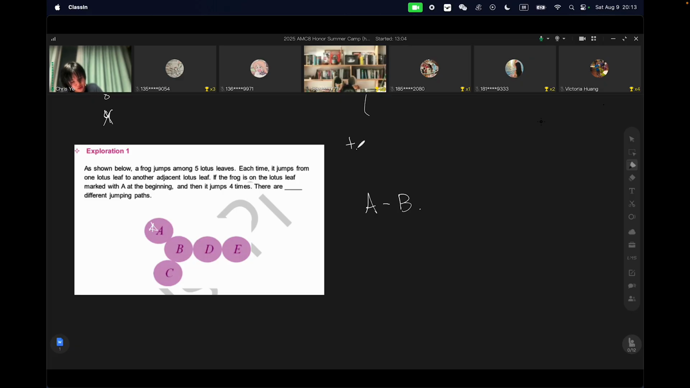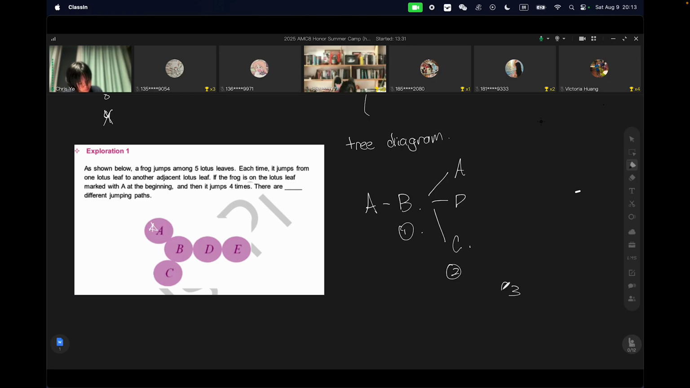So this is a tree diagram. Basically, it can only jump to B next. So this is our first jump. And the next, B can go to A, D, or C. So let's spread that out. Then there are 3 choices from B, which is A, D, and C. And from then on, this is our second jump.